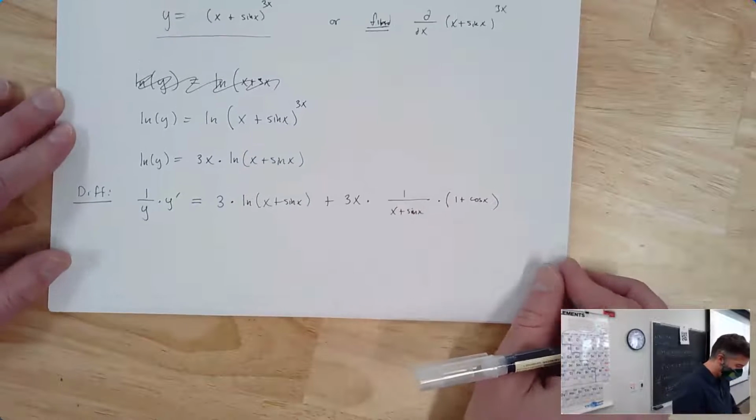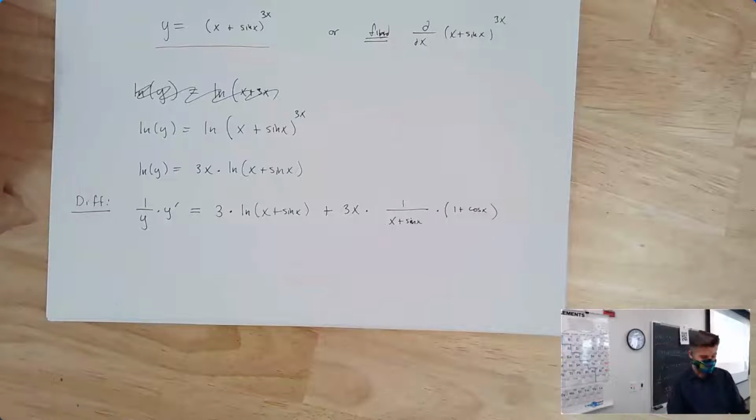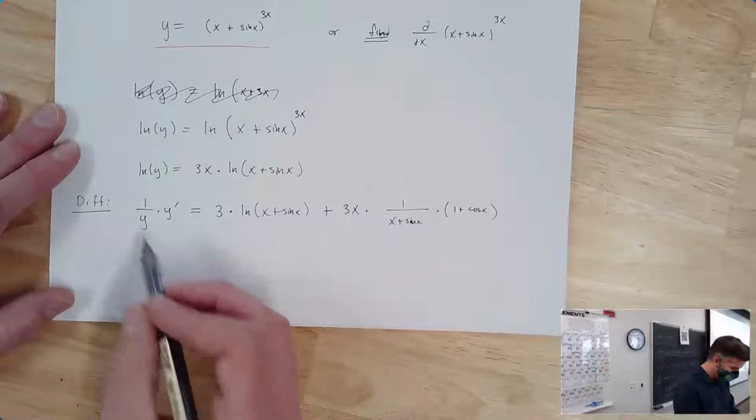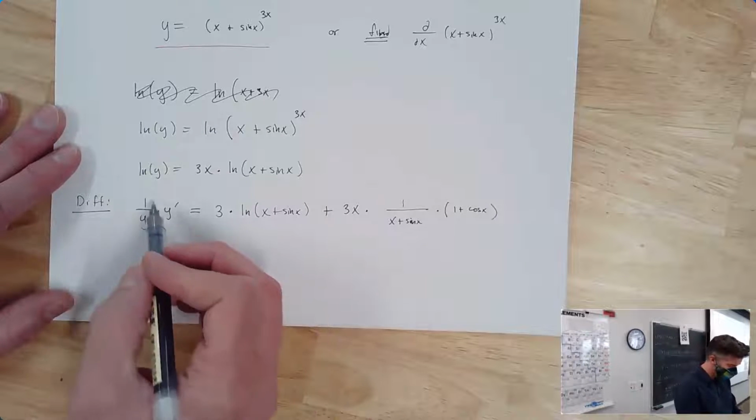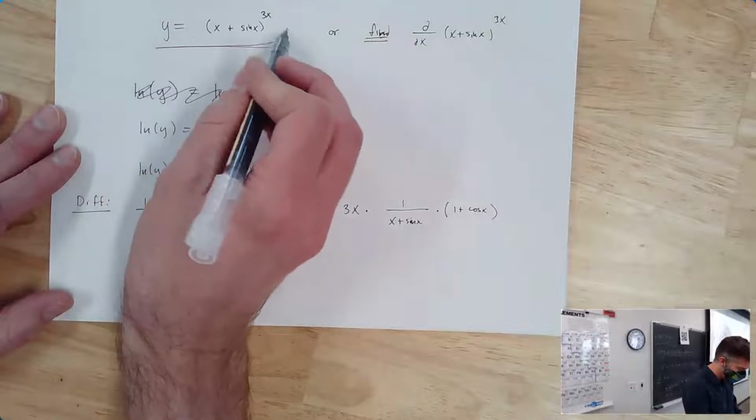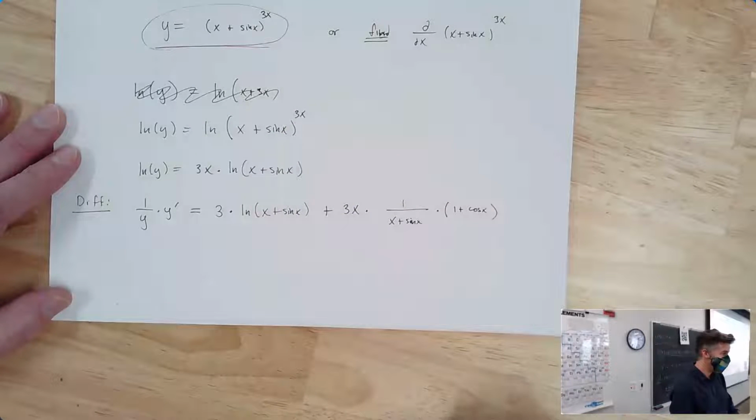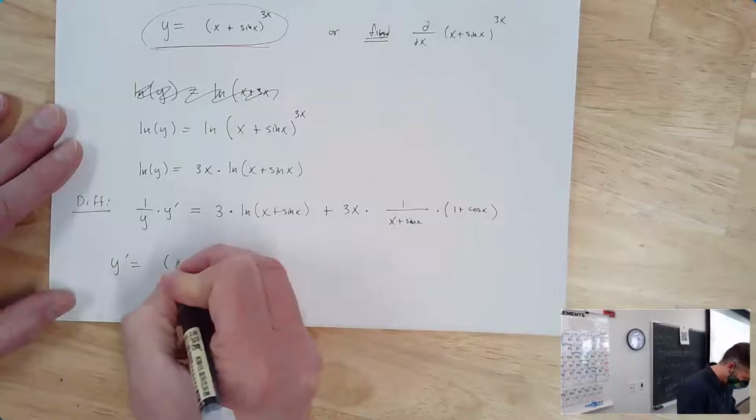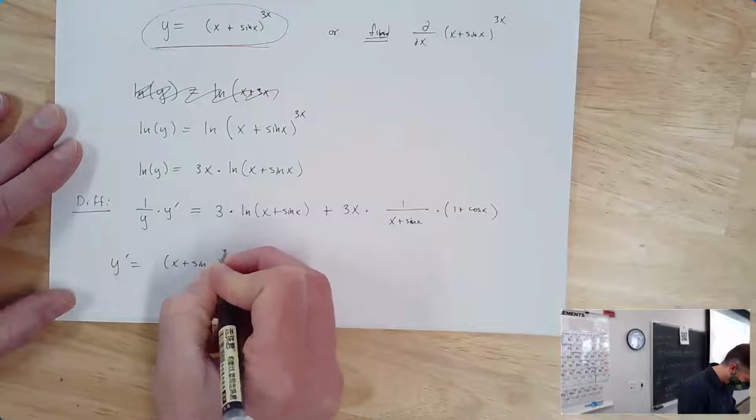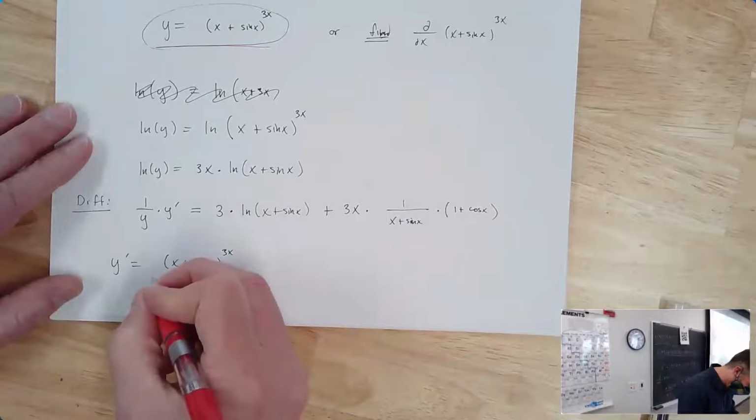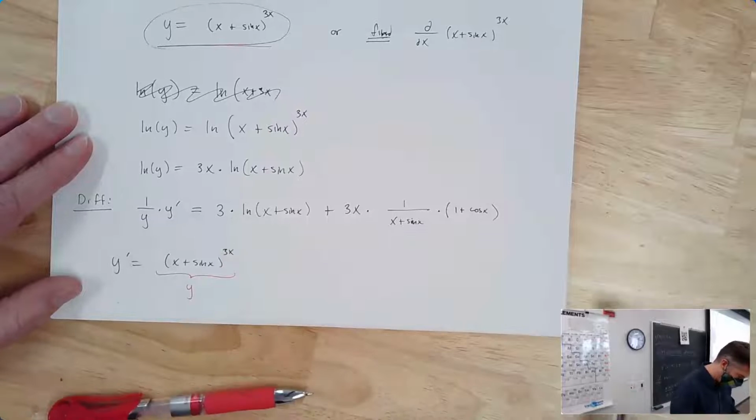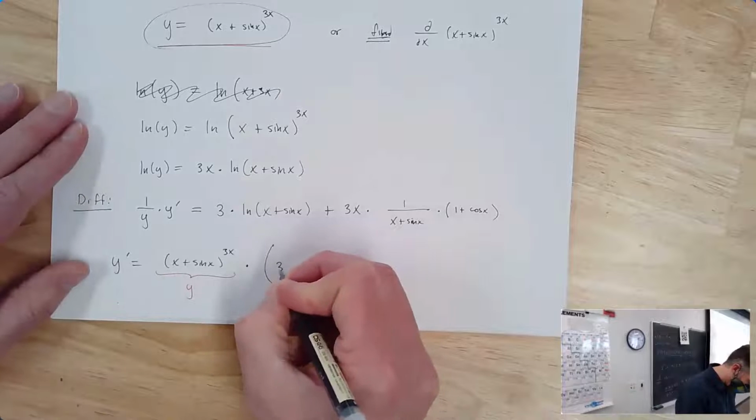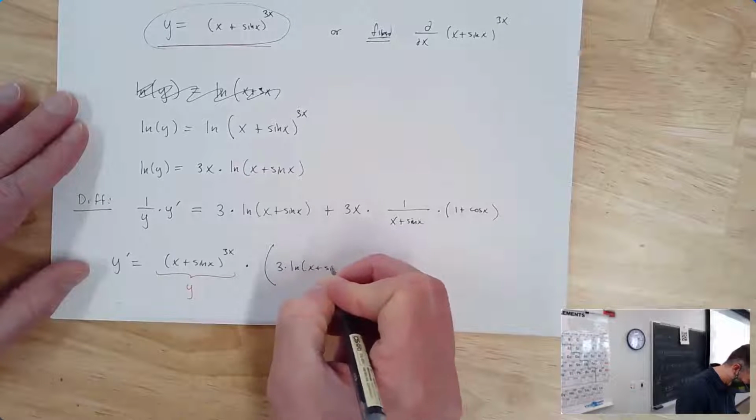And I really recommend, if you're short on time, I think it's perfectly fine to do this next thing in one step. I'm going to multiply both sides by y. I'm also going to replace y with what y is actually equal to, which is x plus sine of x to the 3x. So I'm going to get y prime equal to y, which is x plus sine of x to the 3x. There's my y, times all of this stuff here. 3 times natural log of x plus sine of x.